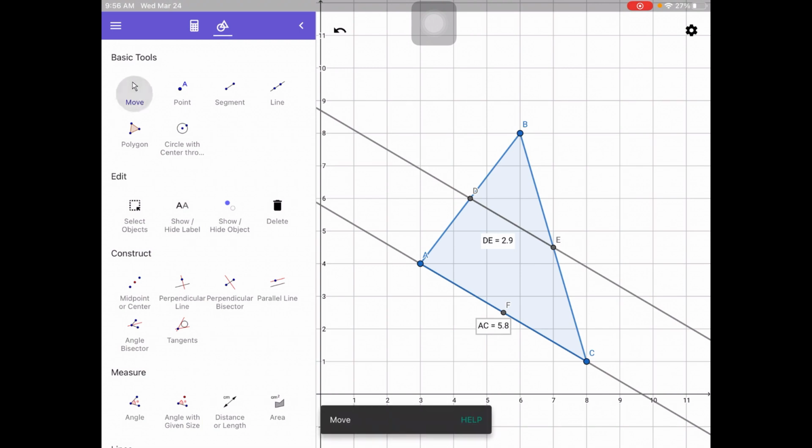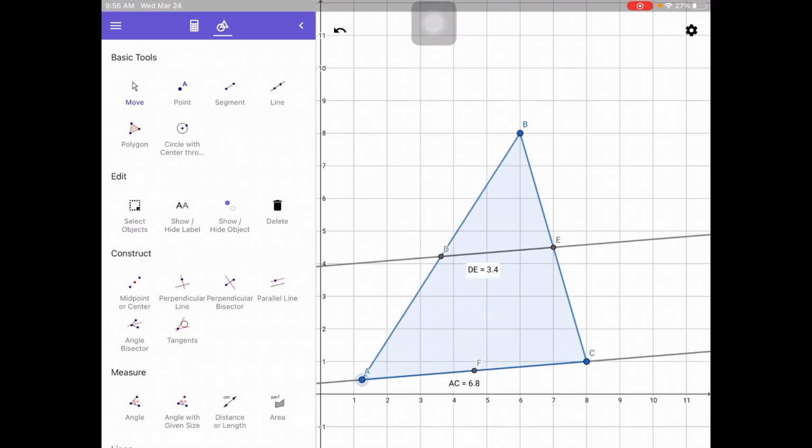Okay, tignan po natin kung mag-iiba ba siya, kung mag-intersect ba sila, pag iniba ko yung posisyon ng aking triangle. For example, ilalagay ko dito yung triangle.